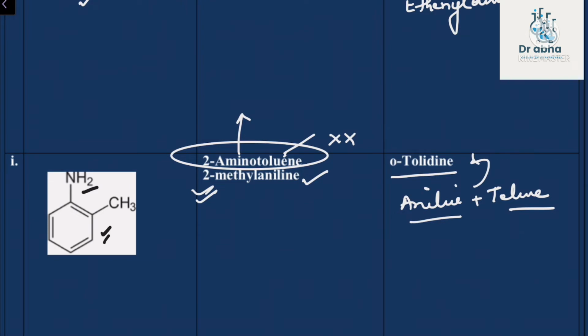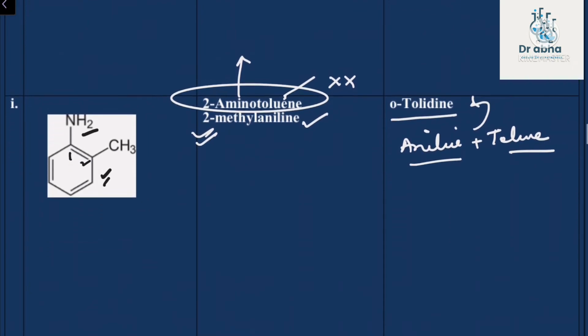Just see guys, this is the first position, this is 1, 2. 1, 2 are the ortho position. 1, 2 and 1, 6 are ortho positions. 1, 3 and 1, 5 are meta positions and 1, 4 is the para position. Okay, so orthotoluidine. Ortho, this is misspelled, the spelling is wrong. Orthotoluidine. Right? Okay, so toluidine.